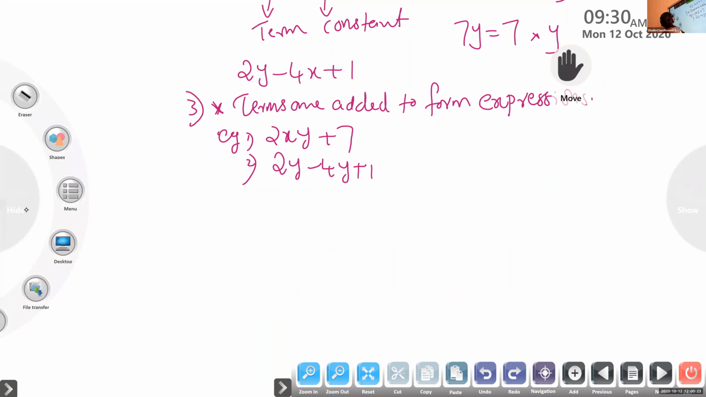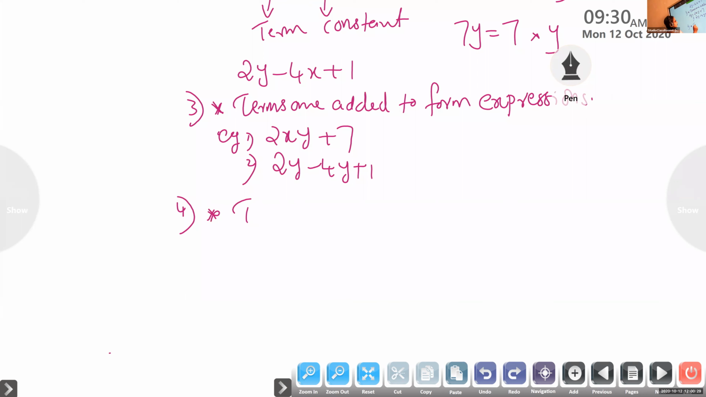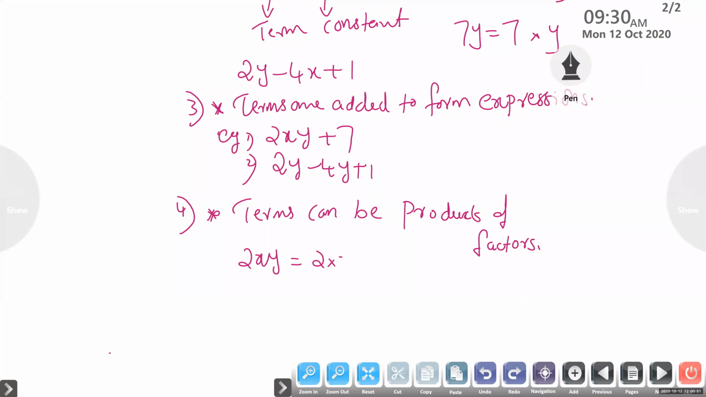Next, the fourth point: terms can be a product of factors. That is, 2xy equals 2 into x into y. Here 2, x and y are factors. Terms are the product of factors.